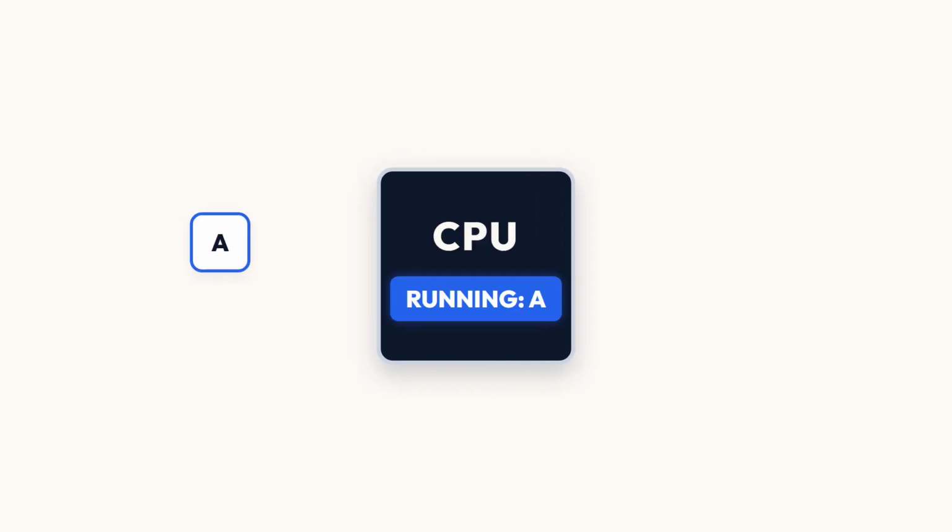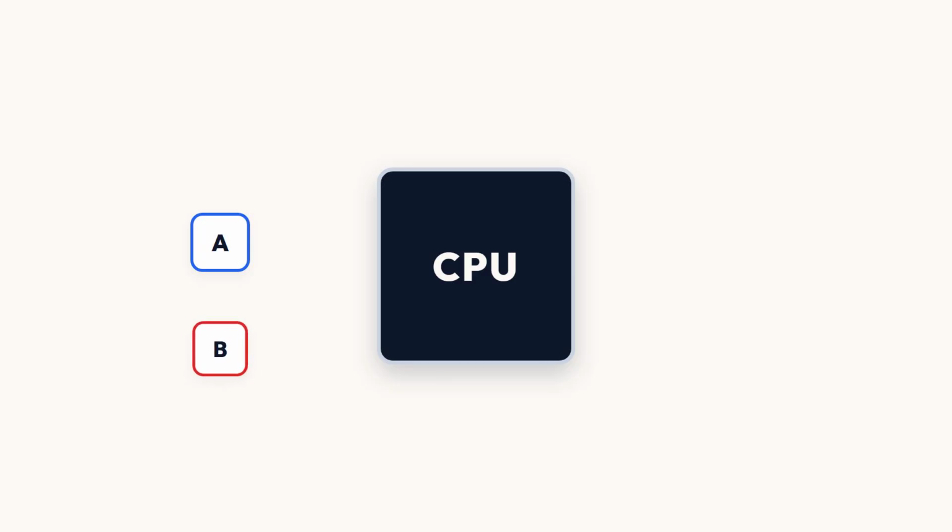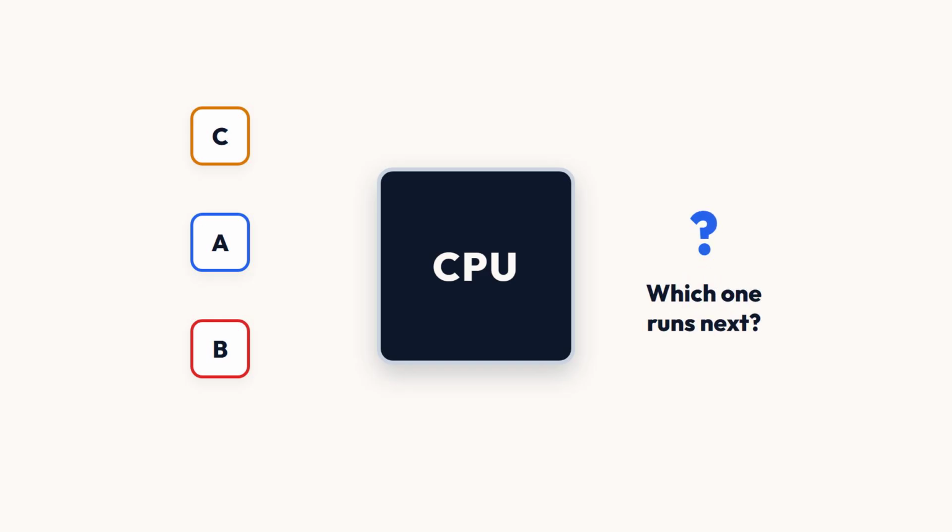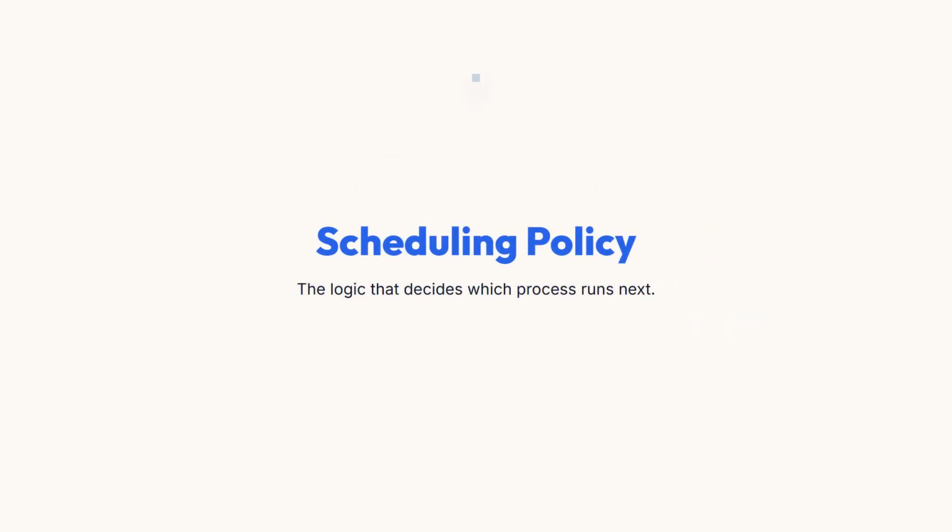In the last video, we saw how the CPU switches between processes. And we also saw that sometimes the system decides to switch between multiple processes. But that raises a very important question. If there are multiple processes ready to run, how does the system decide which one to pick? That decision is made by something called the scheduling policy. A scheduling policy is simply the logic that decides which process runs next.